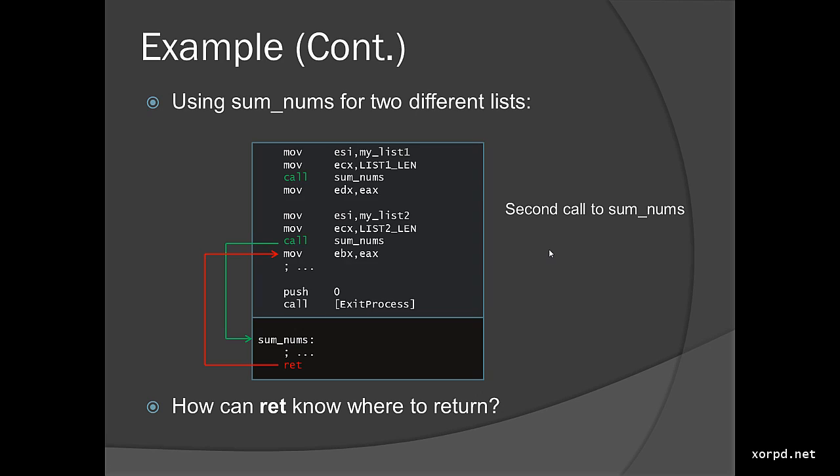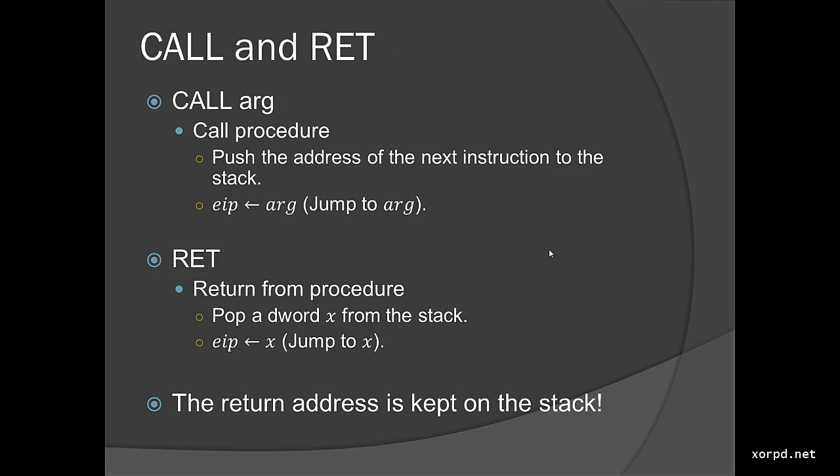The big question here is, how can Ret know where to return? We already know that there is really no magic in anything in the computer. It is just about knowing how to organize your bytes. So let's try to understand what really happens here. We begin with understanding the Call and the Ret instructions. The Call instruction stands for call procedure. Procedure is just another name for function or subroutine.